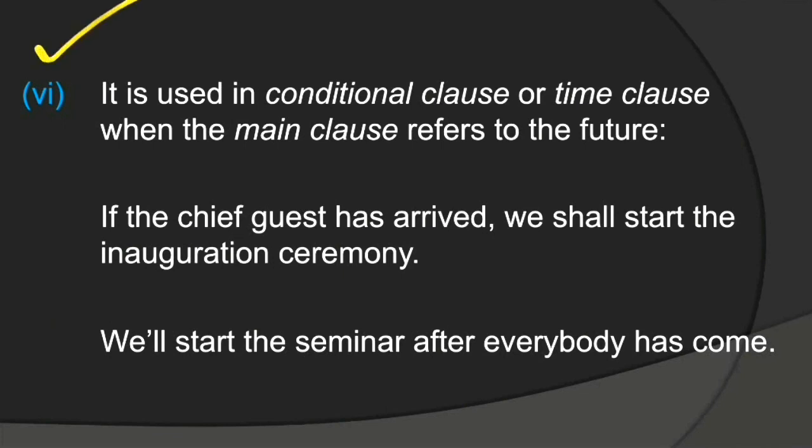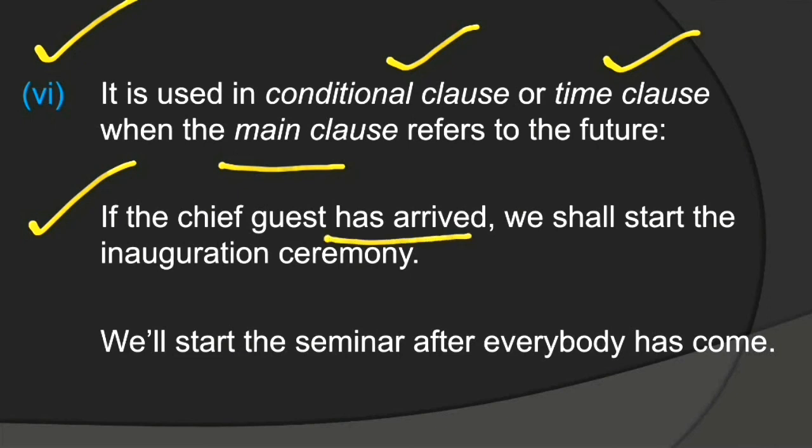Number 6. It is used in conditional clause or time clause when the main clause refers to the future. First example, if the chief guest has arrived, we shall start the inauguration ceremony. Here the subordinate clause is a conditional clause which is written in present perfect tense, as the main clause is future tense. Second example, we will start the seminar after everybody has come. In this sentence, the main clause is future tense and the subordinate clause is written in present perfect tense as it is a time clause.